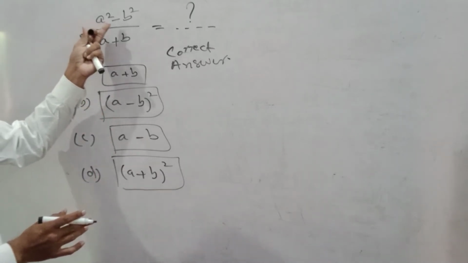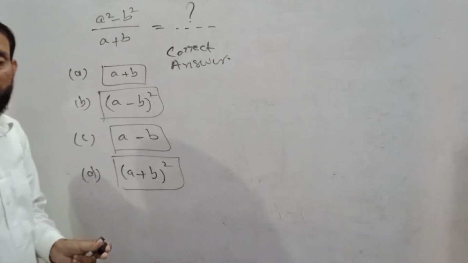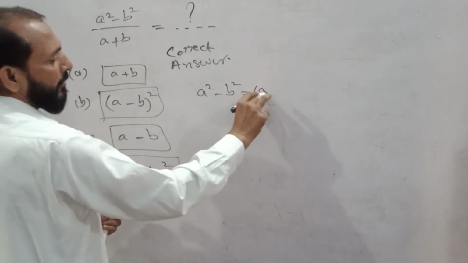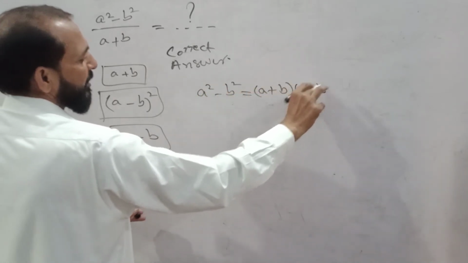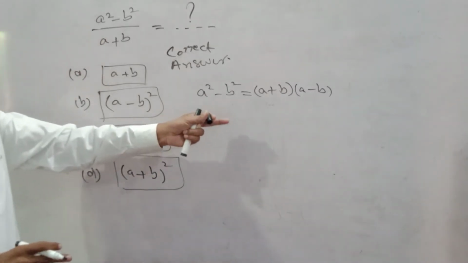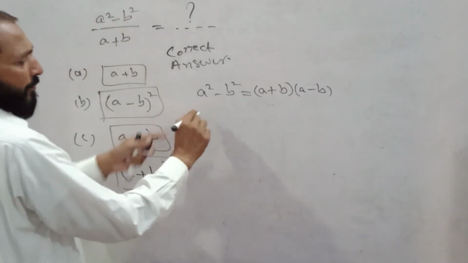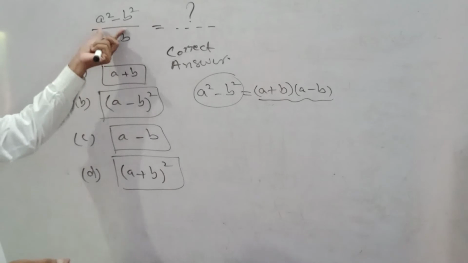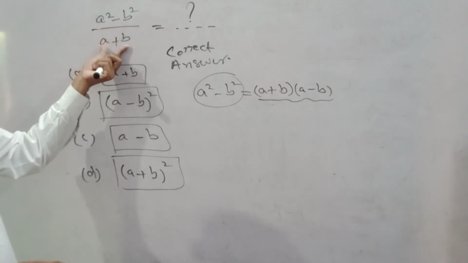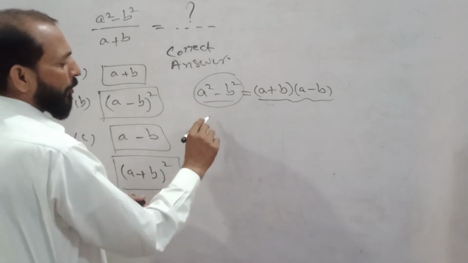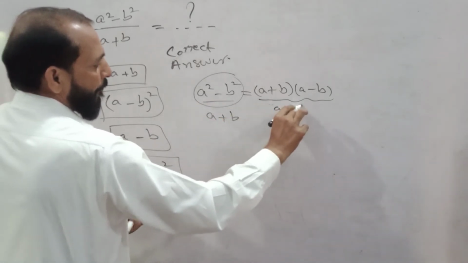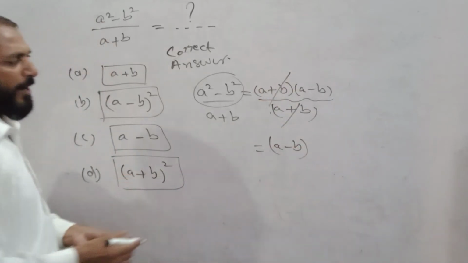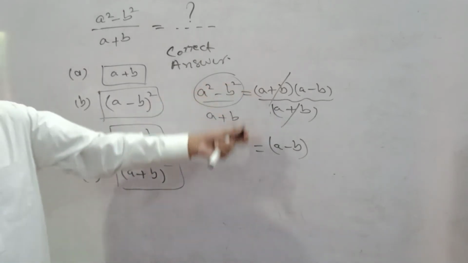You know that a square negative b square is the formula. If we express it in the second form, which will be this, you know that this value can be written as a plus b into a negative b, divided by a plus b. If we divide by a plus b, these will be cancelled and a negative b will be the correct answer. This is the simplification.